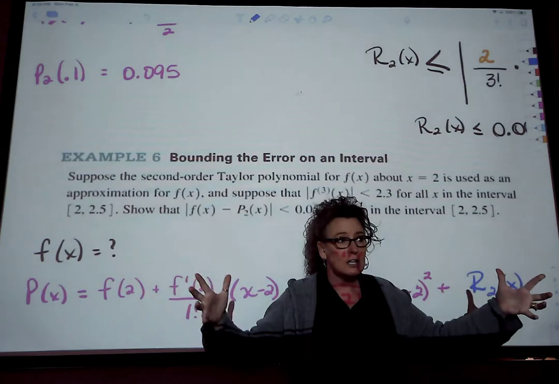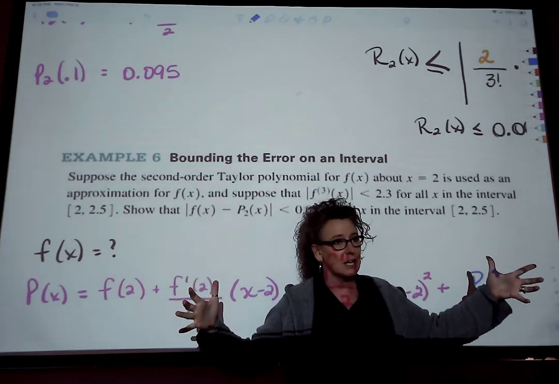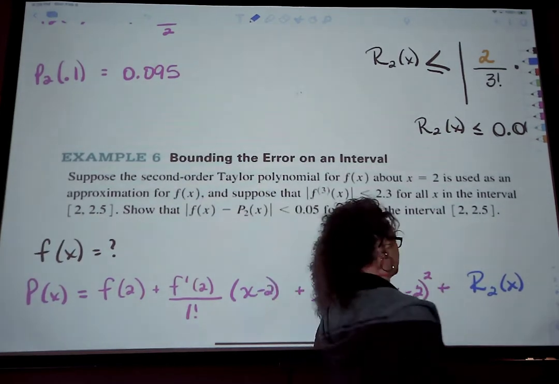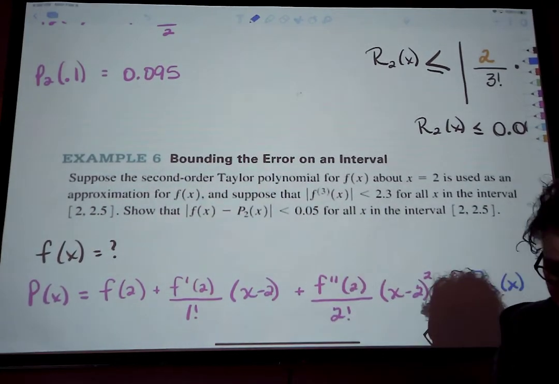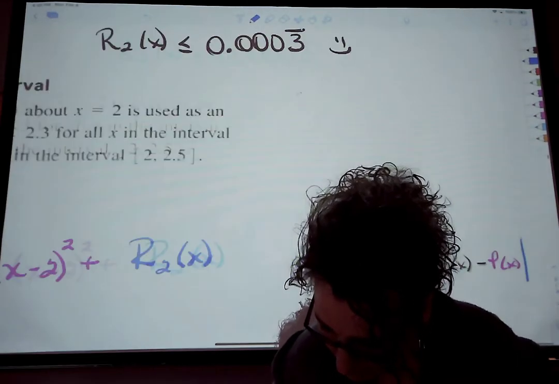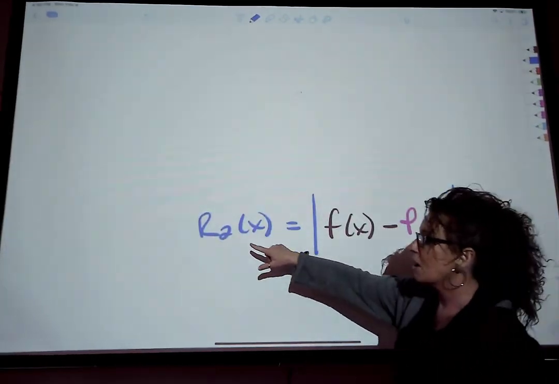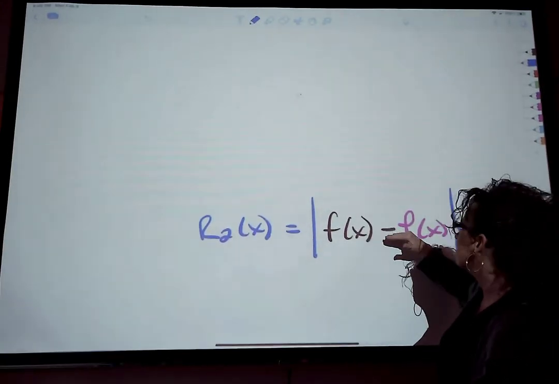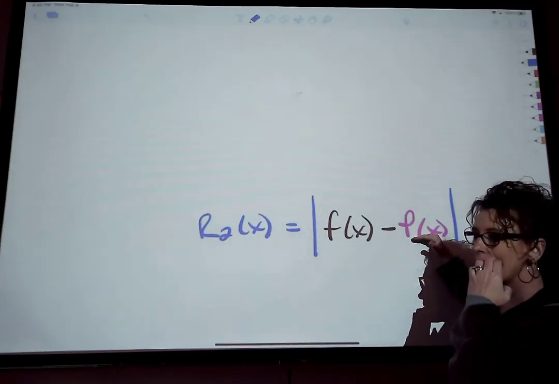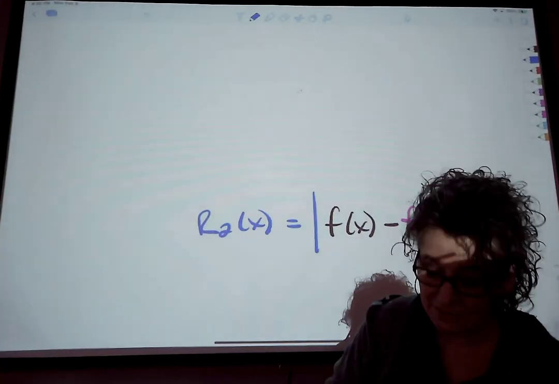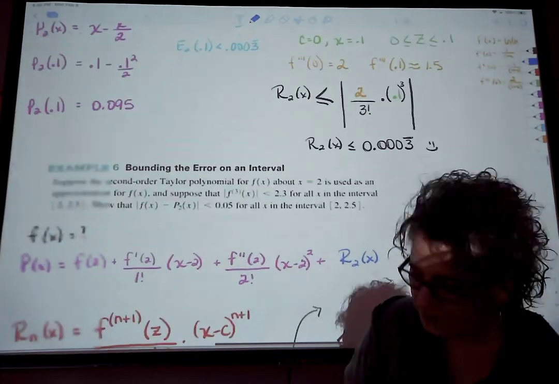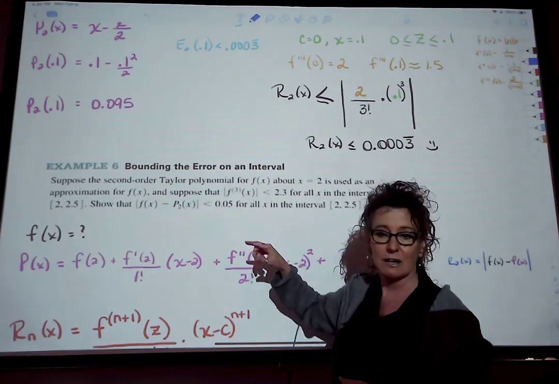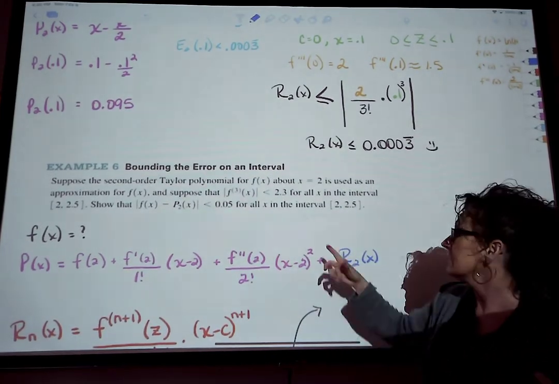Because if all of it is a perfect representation, then the amount that I disregard is the difference between the two. And this is the amount that I'm disregarding. So just keep in mind, this is our error. This is the true value minus our approximate value. And that's what it's saying to do. It's saying show that this is less than 0.05. So I'm going to show that R, capital R, is less than 0.05.